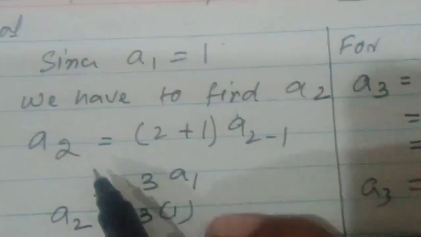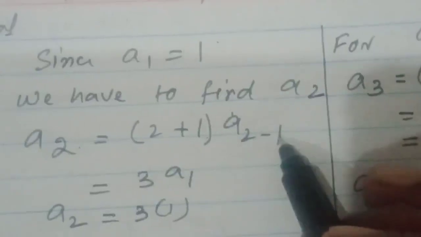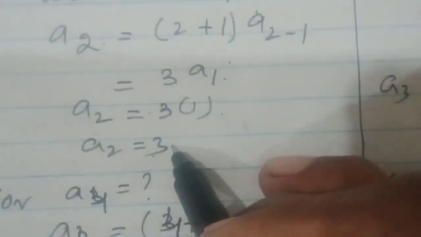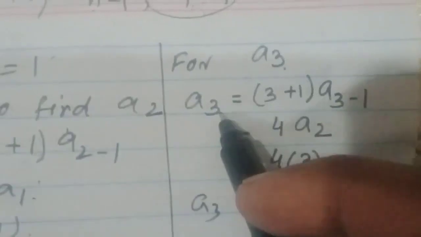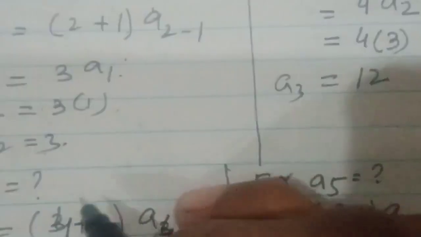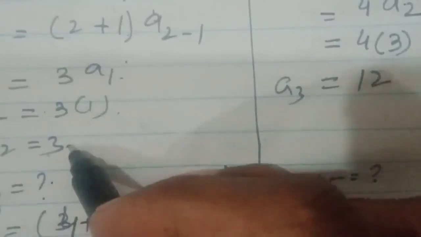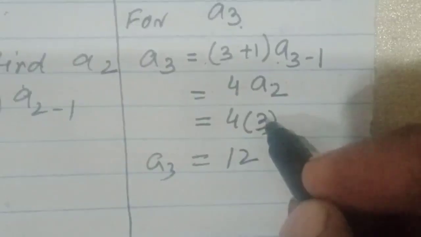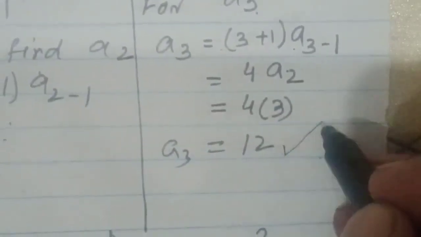So put n equal to 2: a2 is (2 plus 1) times (2 minus 1), this will give you a1. We already know a1 is 1. So put 1 here, 3 multiplied by 1, and a2 will be 3. Similarly, a3 is (3 plus 1) times a(3 minus 1), which is a2. Now a2's value is 3, so put 3 here. 3 times 4 is 12, and this is your third term.